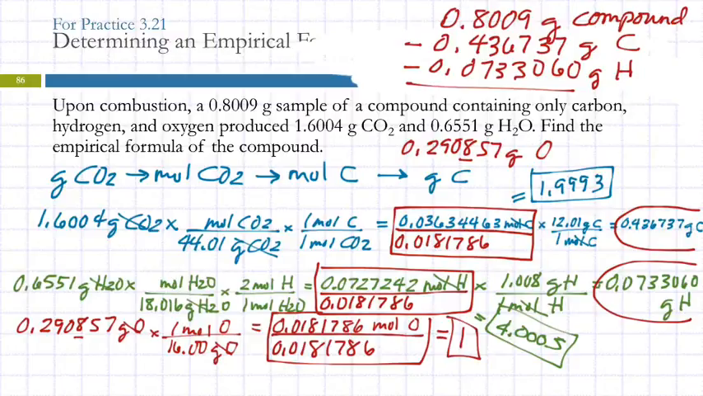Can those be rounded to whole numbers? Yeah. So the subscript after the carbon is going to be 2. The subscript after the hydrogen is 4, and the subscript after oxygen is 1. So it's C2H4O. It's the empirical formula. If I was doing that on paper, I would have used a lot more space. It's kind of cramped. Any questions?